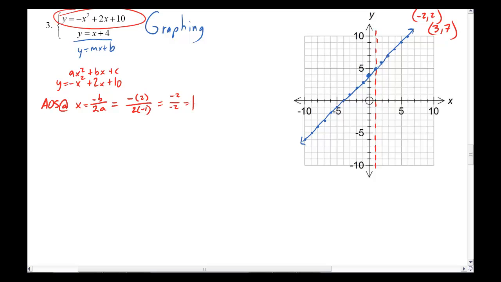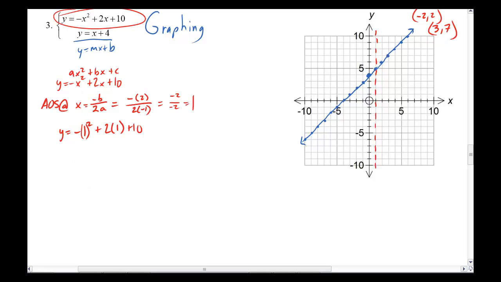We go ahead and we put that back in because we want the y value. The y value of the vertex. The quadratic has a vertex, the linear does not. So I put it back in there. So y equals negative 1 squared plus 2 times 1 plus 10. If I am doing this correctly, that should be in parentheses. Not the negative. The negative was already there. The number I'm substituting goes in parentheses. That would be x equals 1.